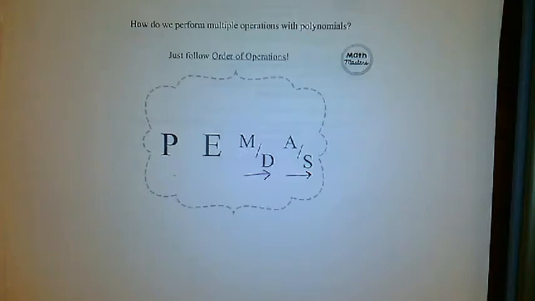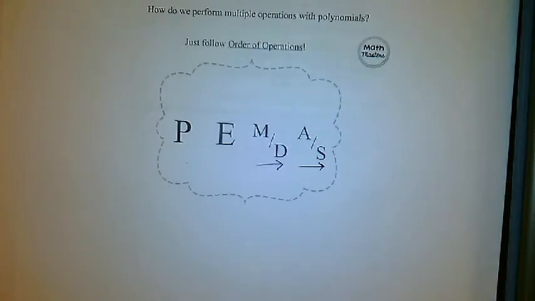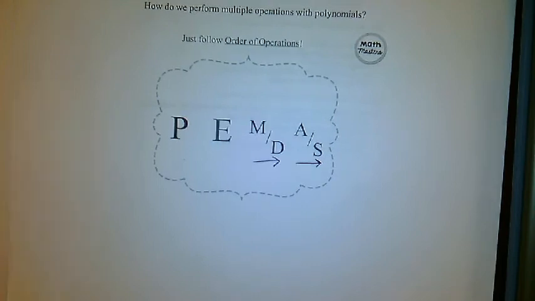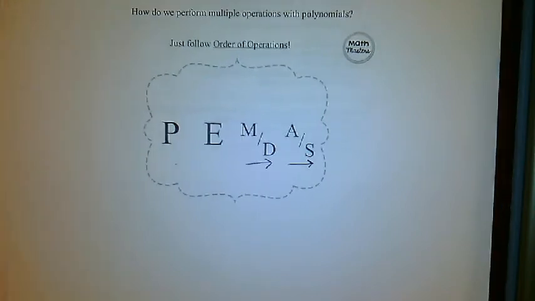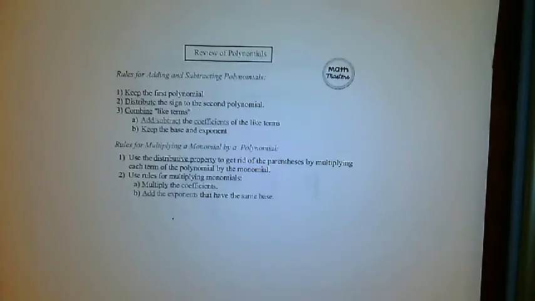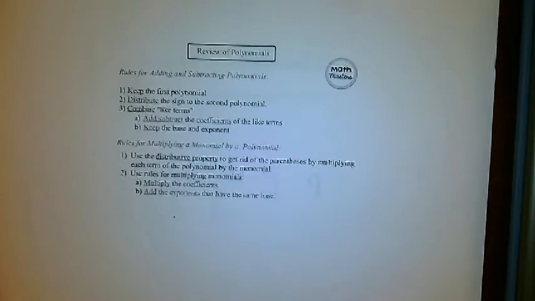Today is day 5 of Unit 6. We're going to talk about performing multiple operations with polynomials. So make sure you pay attention to your order of operations. Remember, parentheses, then exponents, then we multiply and divide from left to right, and add and subtract from left to right. On the next page, you'll see just a review of all the operations we've done on polynomials so far.